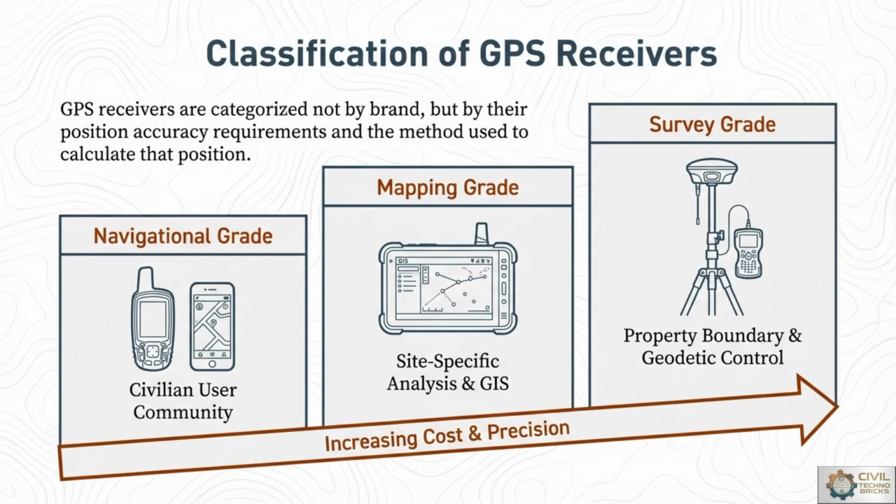GPS receivers are classified according to accuracy and positioning methodology, which include navigational, mapping, and survey grade receivers. Each category serves different operational requirements, with accuracy improving as receiver technology becomes more advanced. Receiver selection affects survey quality and project outcomes on the basis of engineering applications, which typically require mapping or survey grade systems.